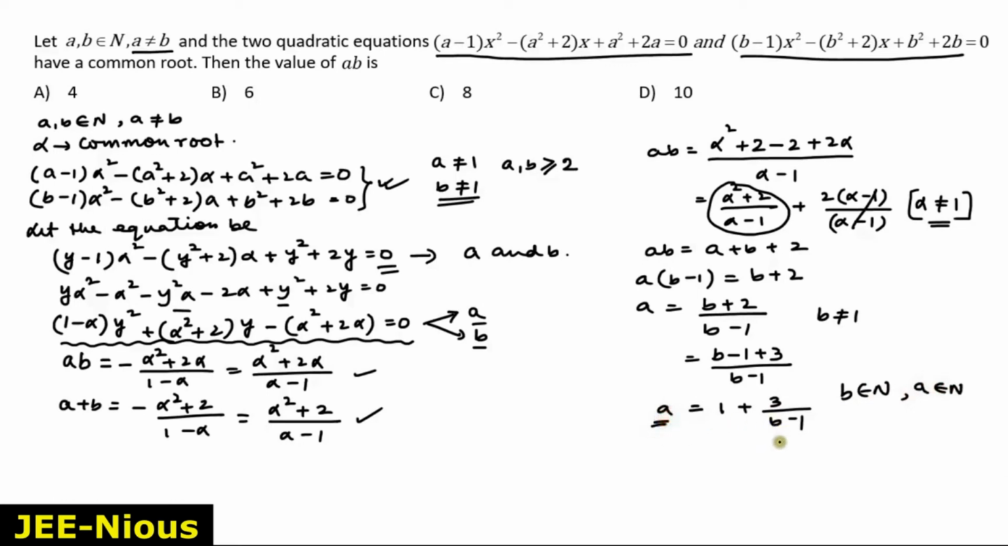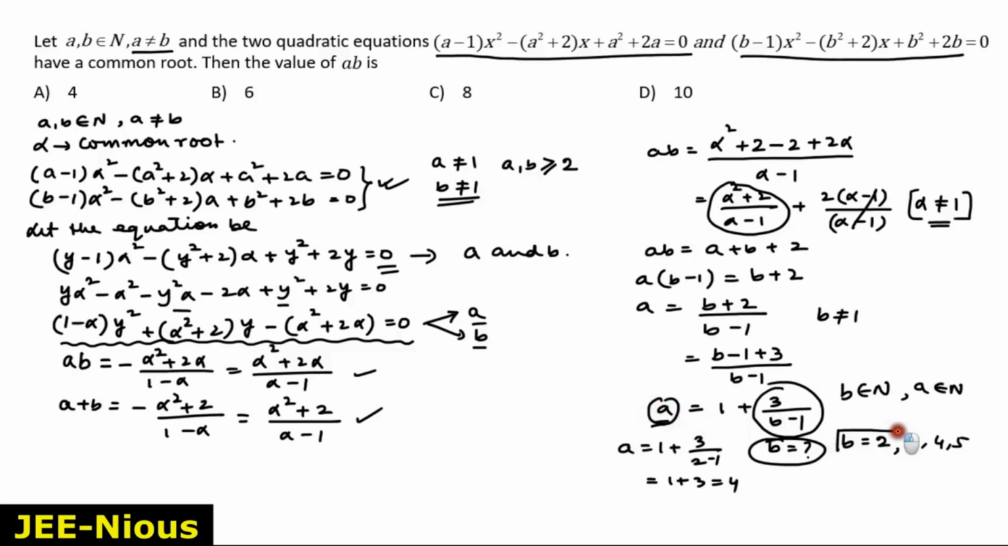In that case, your b can take which values? Think about it carefully. b cannot take 1. It can take 2. Look carefully. If it is 2, then your a will become 1 plus 3 by (2 minus 1), that gives you 1 plus 3, which is equal to 4. Now, if b takes other natural numbers more than 2, like 3, 4, 5, this thing will become a fraction in all the cases. So your a will never be a natural number. Therefore, the only value that b can take here is 2.